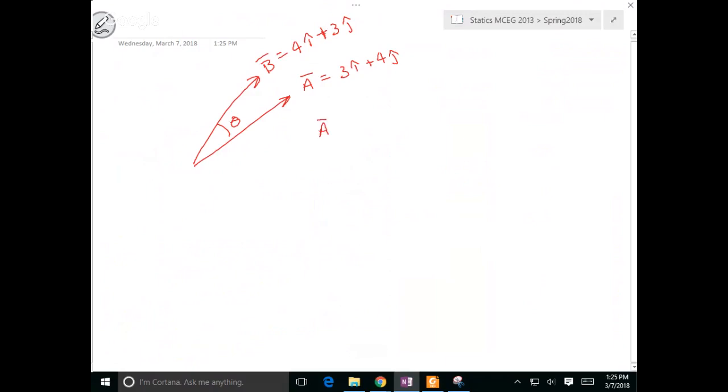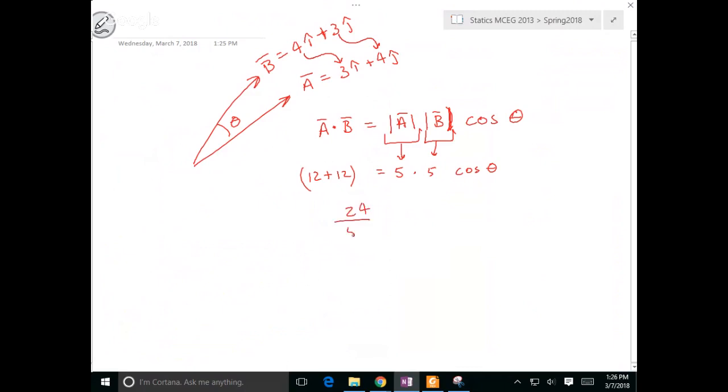I know that if I dot A with B, I get the magnitude of A times the magnitude of B times the cosine of the angle between them. This is actually a pretty good test problem. What's the magnitude of A? What's the magnitude of B? You're back to 3, 4, 5, right? So it's 5, and that's 5. Cosine of theta. Now, if you dot these two, what is the answer? It's 4 times 3 plus 3 times 4, which is 12 plus 12. So that dot product is 24, divided by 25 equals cosine theta.